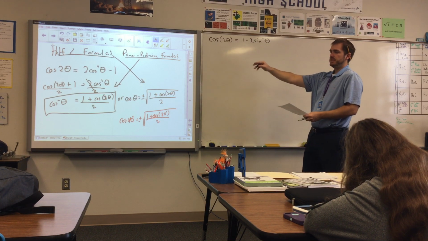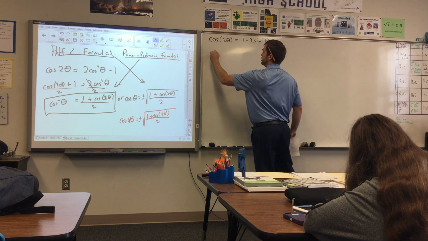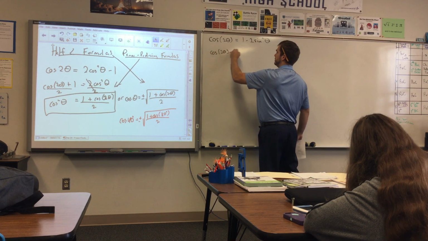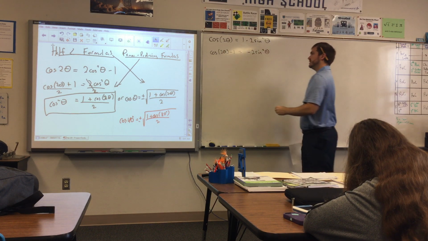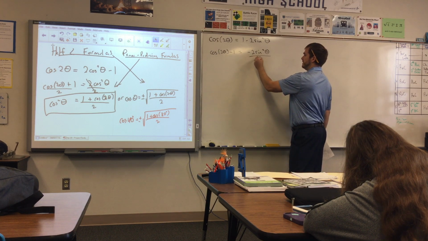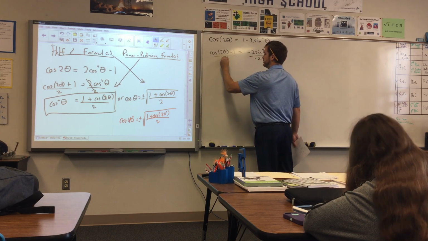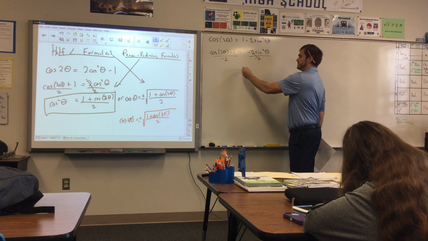And they said, let's play the same game we did over there. So let's subtract 1 from both sides. Cosine 2 theta minus 1 equals negative 2 sine squared theta. This time, divide both sides by negative 2. So the negative 2 cancels.